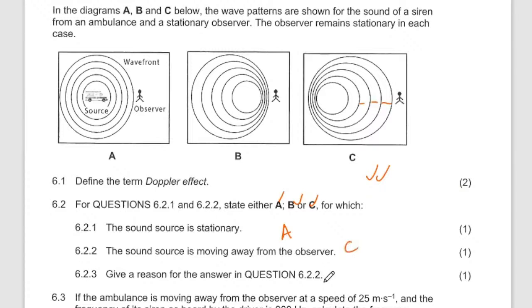And then you must give a reason for 6.2.2. So the frequency decreases, or you can tell us that the wavelength increases, because this point will be the source. So this distance is increasing. So the wavelength increases, the frequency is decreasing.